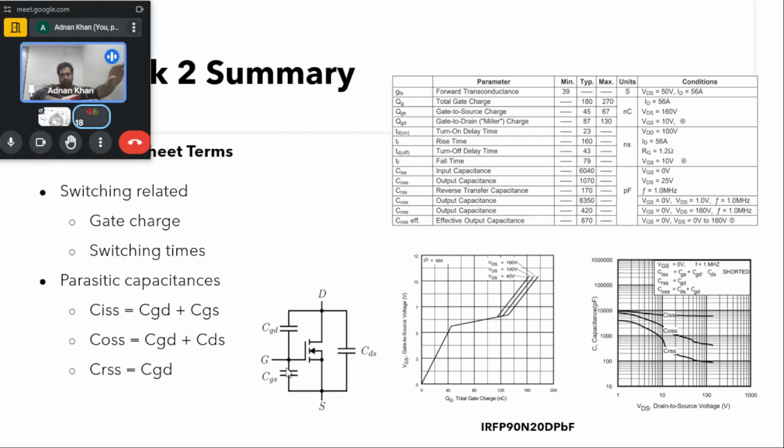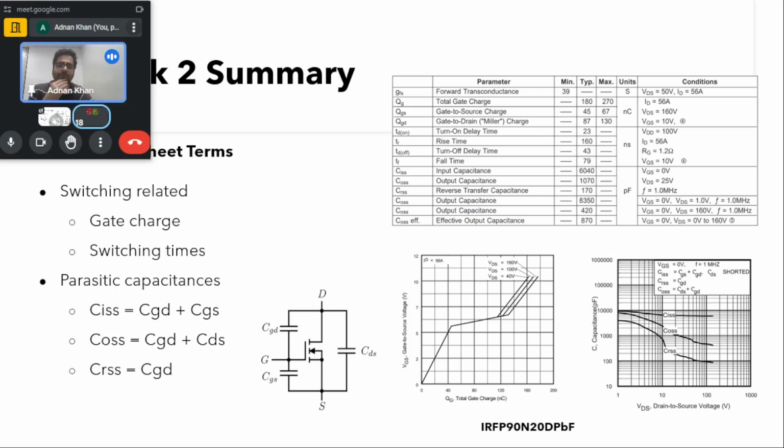For the MOSFET we have three terminals, gate, drain and source, and between these terminals there will be some capacitances associated with it: gate source capacitance, gate drain capacitance, and drain source capacitance. But usually what is given in the data sheet is not CGS, CGD. It will be given as Ciss, the input capacitance, which is the sum of CGD plus CGS. The output capacitance is given, that is the sum of CGD and CDS. Here you can see 1070 for particular conditions. And there is the reverse transfer capacitance, which is given by CGD, and there will be some value for that in the data sheet.